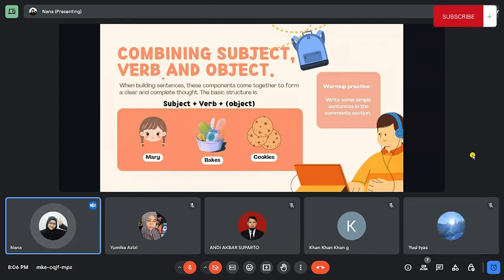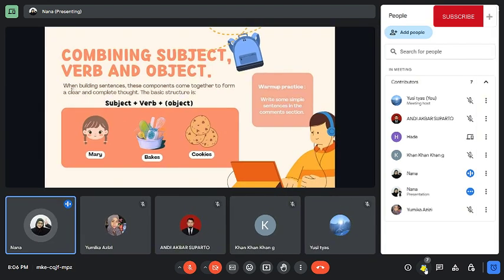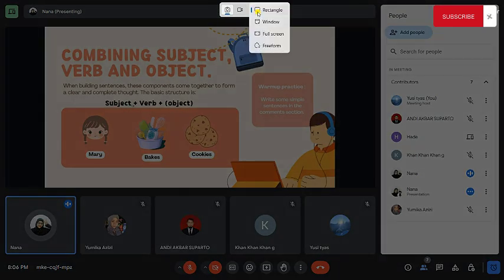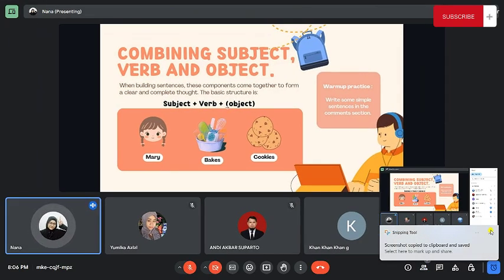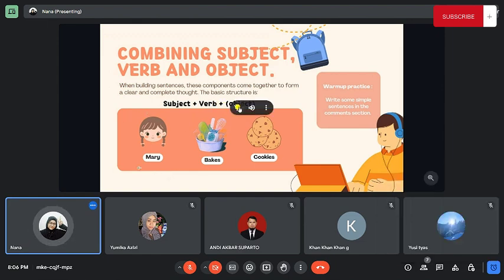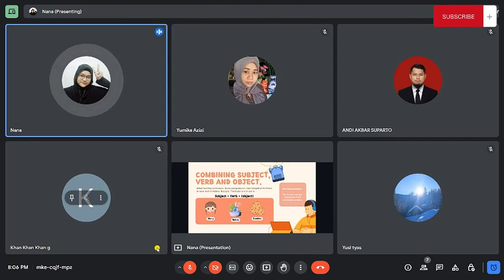Okay, so here's the way to combine the subject, verb, and object. When building sentences, these components come together to form a clear and complete thought. The basic structure is subject plus verb plus object. You can also do subject plus verb only, for example she eats, he sleeps, or something like that, with no object. But if you want to make it a little longer, you can add the object. For example, Mary bakes cookies.